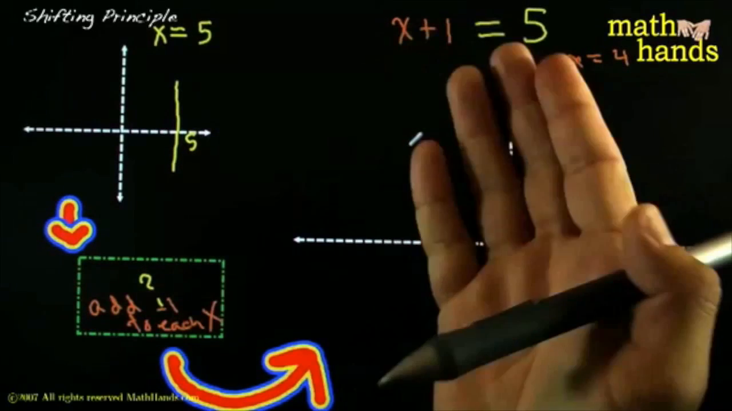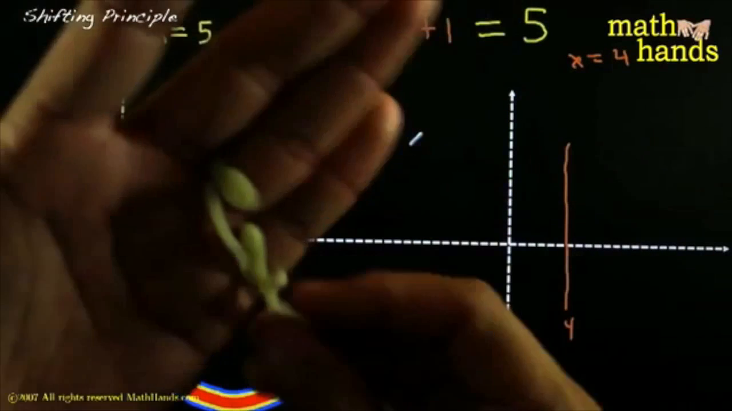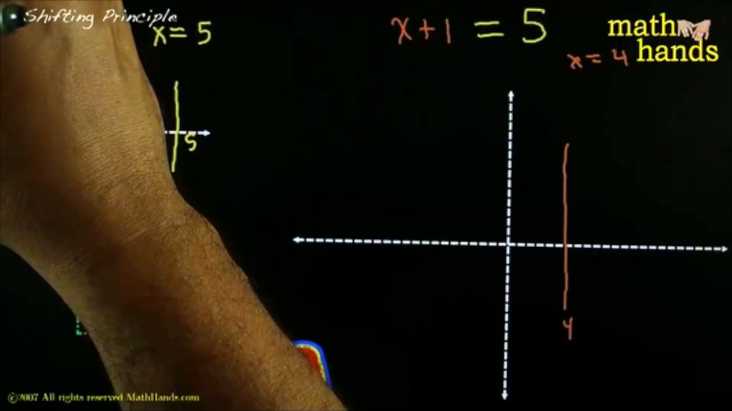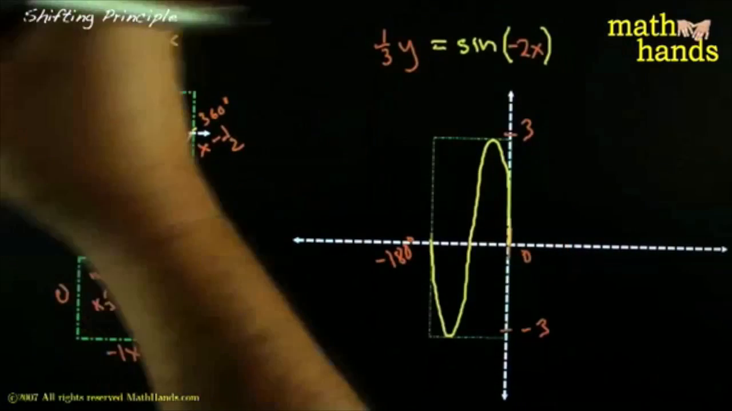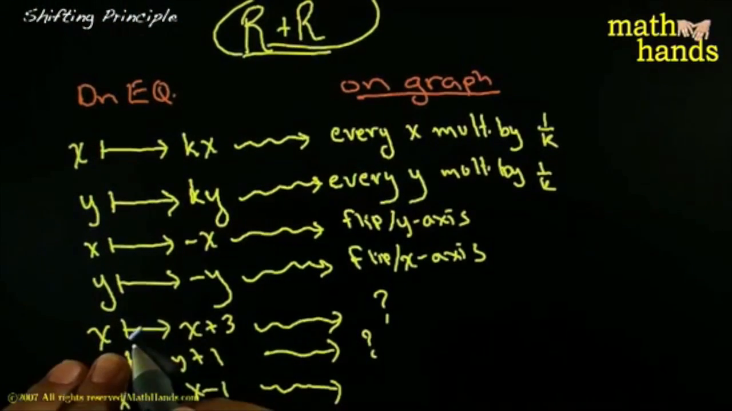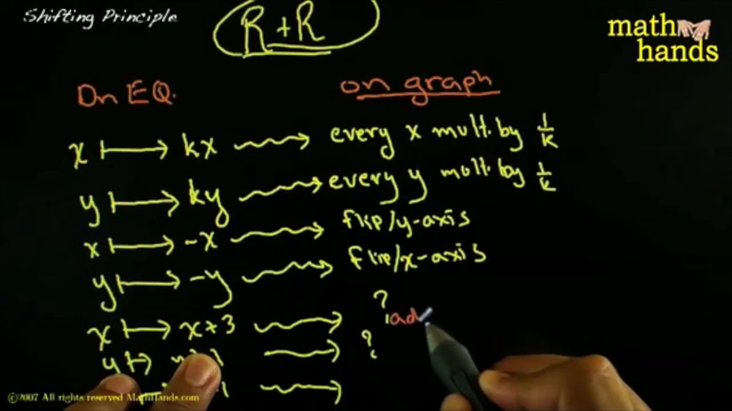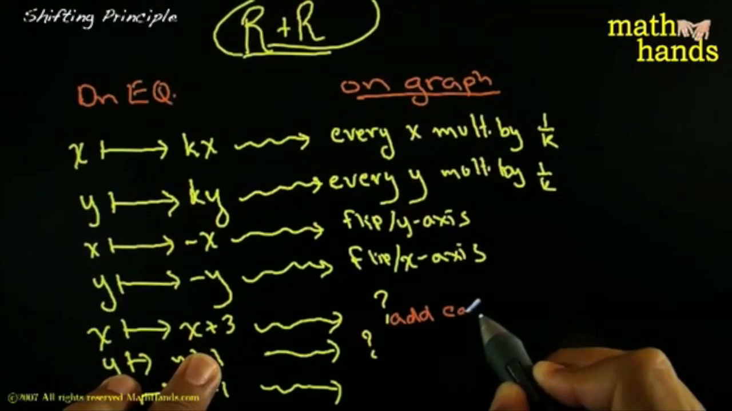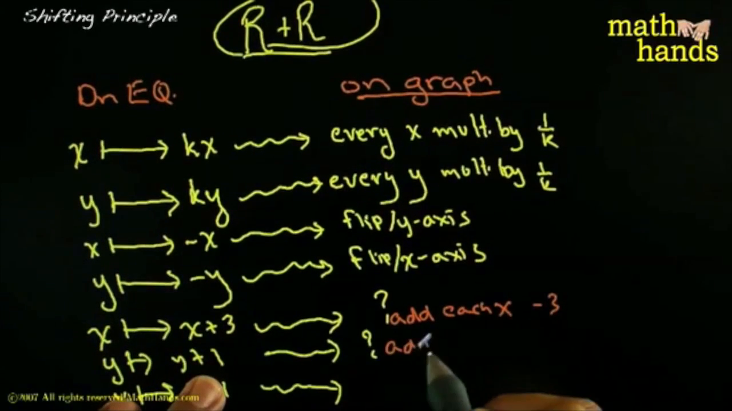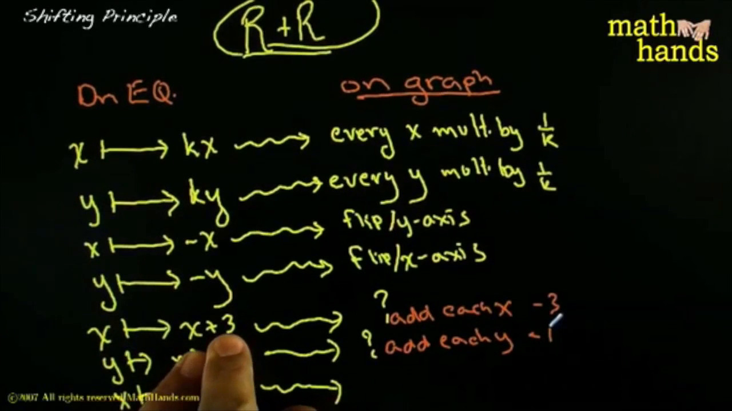And it's not just special to the lines. It would work for every single graph in the world. So here's how it goes. Replacing x with x plus 3 will shift: to every x, you would add negative 3. Here you would add to every y a negative 1. In other words, this was shifted to the left 3.